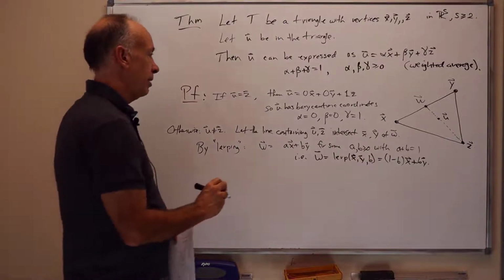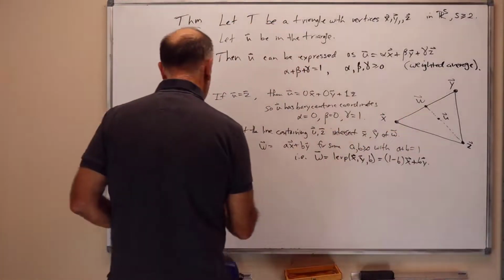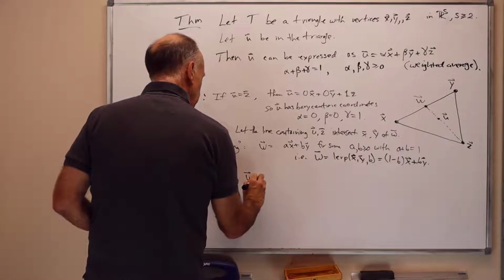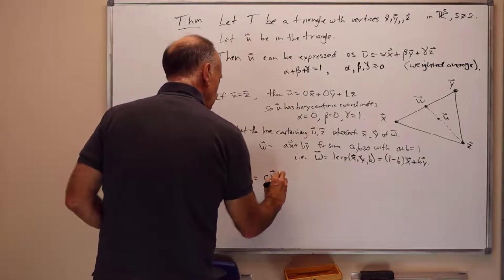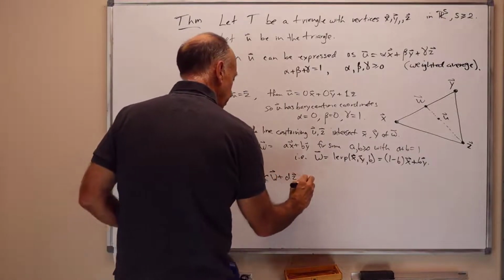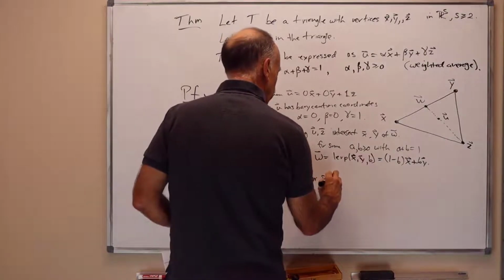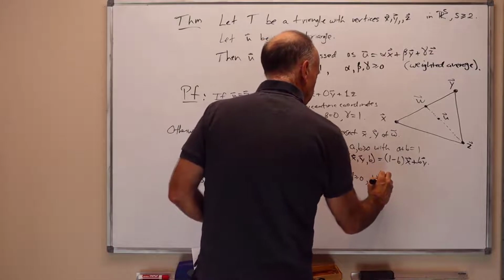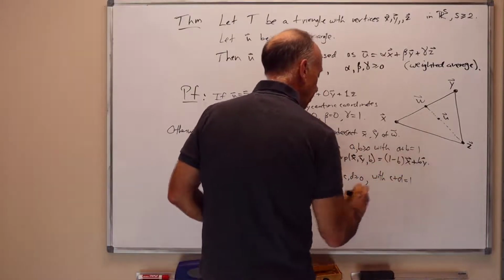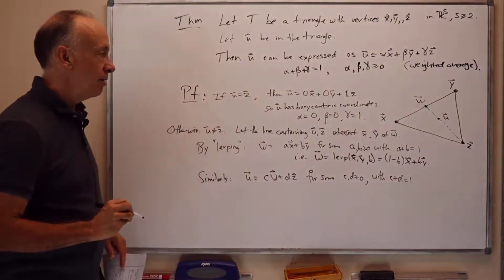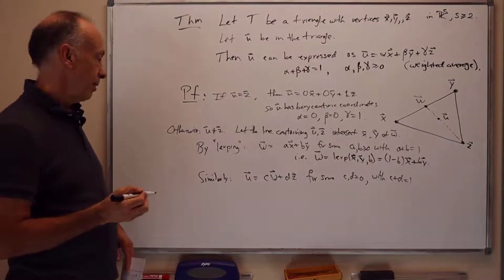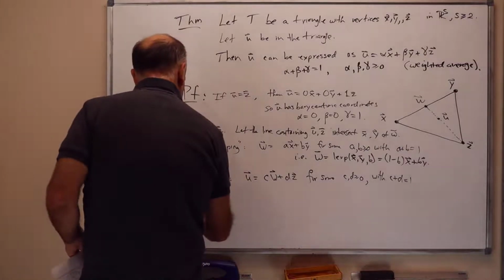So now we do the same thing with U. Similarly, U equals CW plus DZ for some C and D greater than or equal to 0, with C plus D equals 1. And again, this is because U can be written as the form lerp W Z D.